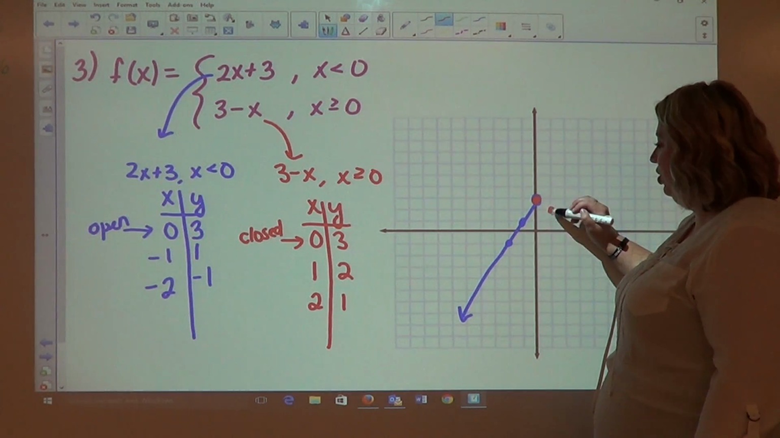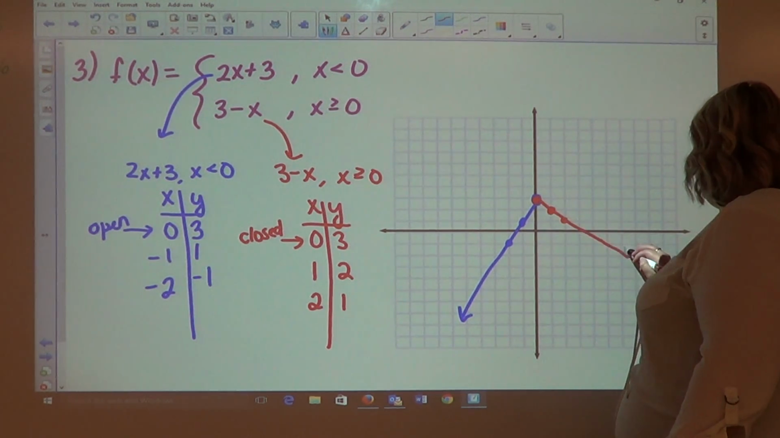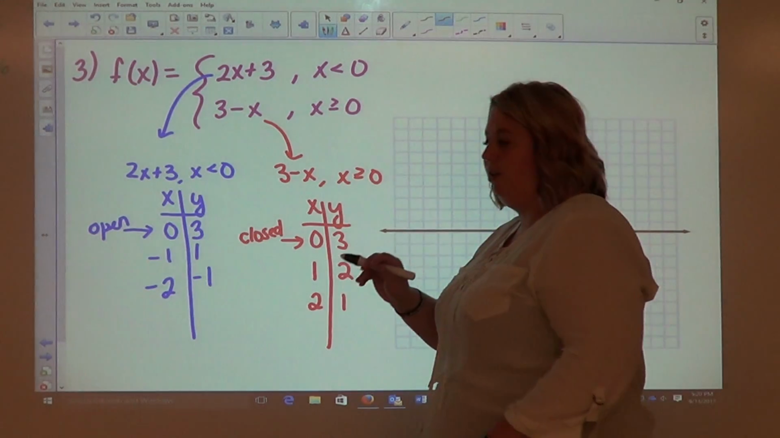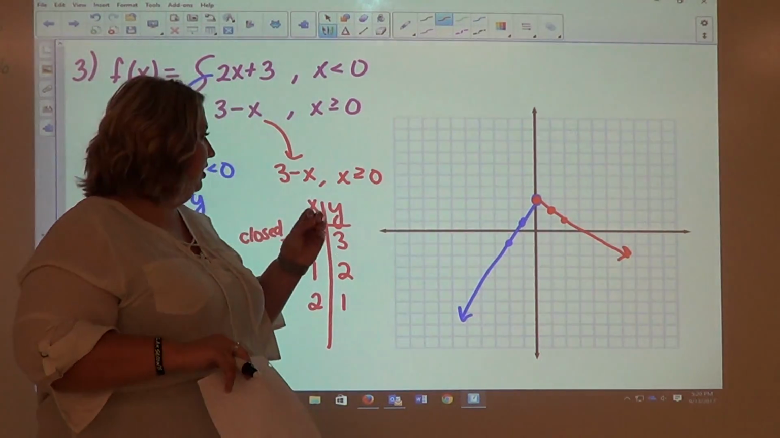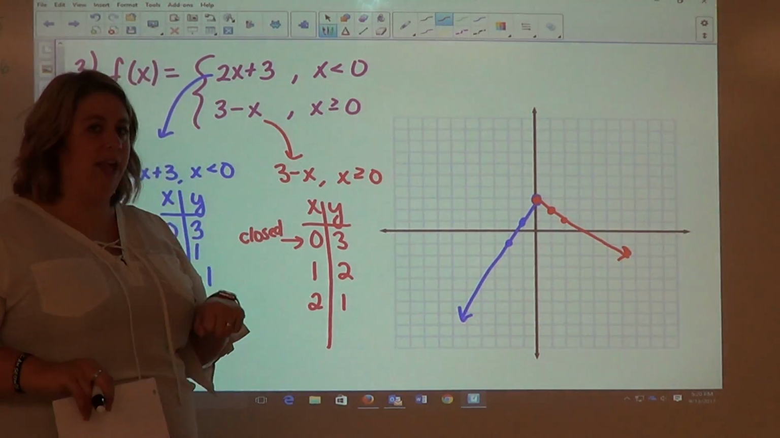Then I have 1, 2, 2, 1. So this is the other part of my graph. So there are two pieces. These two pieces are fitting on one coordinate plane together.